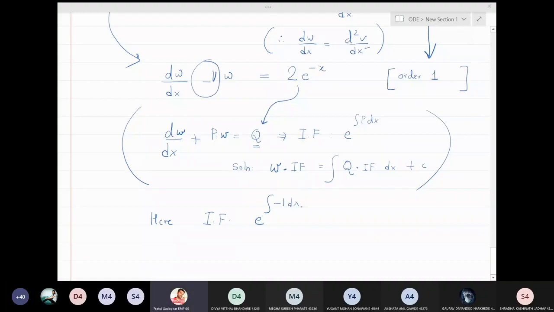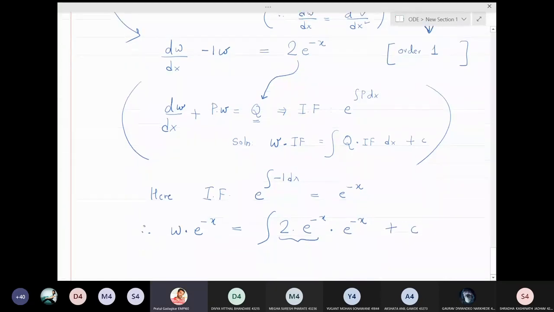Okay, because your p is what? P is minus 1. I'll put a bracket here, which is e raised to minus x. Therefore, w into integrating factor e raised to minus x is equal to the integration of 2 e raised to minus x. This is q, and the integrating factor itself is e raised to minus x, plus a constant. Okay, I hope I'm going correct.